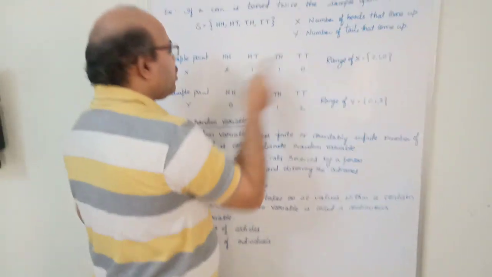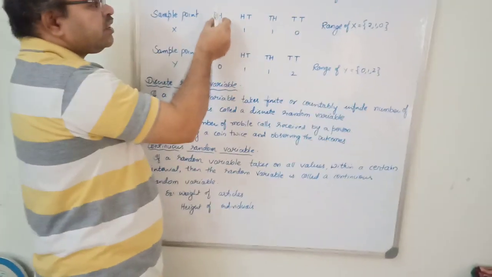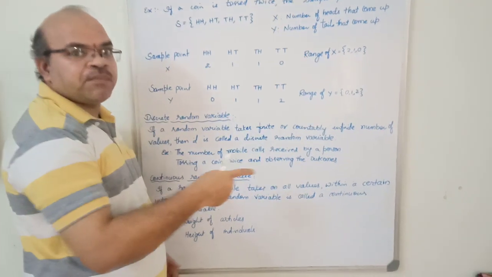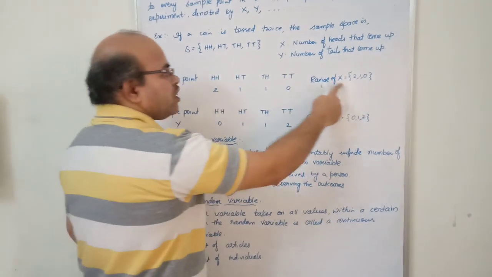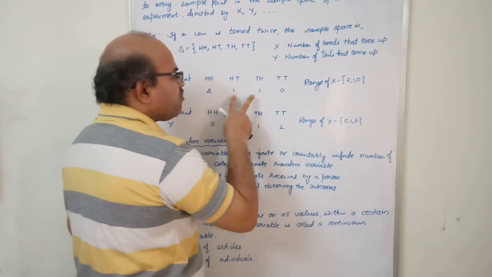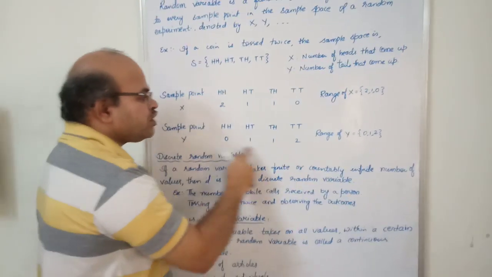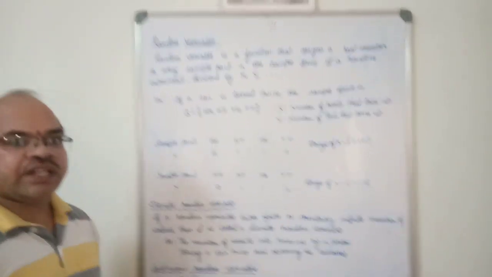Here the range of this random variable X is 2, 1, 0. In the same order you have to take, because HH, HT, TH, TT, the sample points are written in the same order. Therefore the range is written in left to right order only. Range of X is 2, 1, 0. 1 is repeated 2 times, therefore you write it only once, it's enough. Here also the range of Y is 0, 1 and 2. So like this we can demonstrate the random variable.